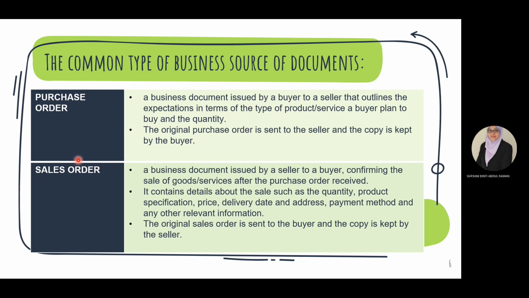On the other hand, once the seller receives the purchase order from the buyer, the seller will issue a document called a sales order to confirm the sale of goods or the services required after the purchase order is received. So in the sales order, the seller will detail out the confirmed information such as the quantity, the product specification, the price, delivery date, address, the payment method, and other relevant information considered important. This document will be sent to the buyer and the seller will keep the original document.